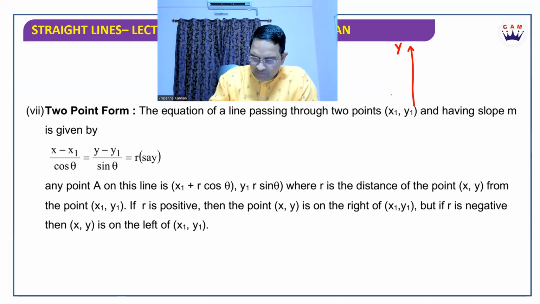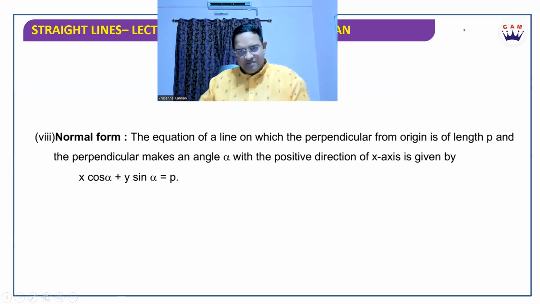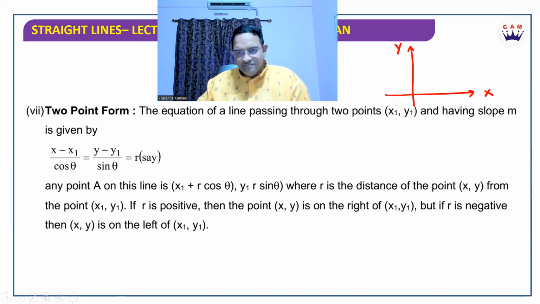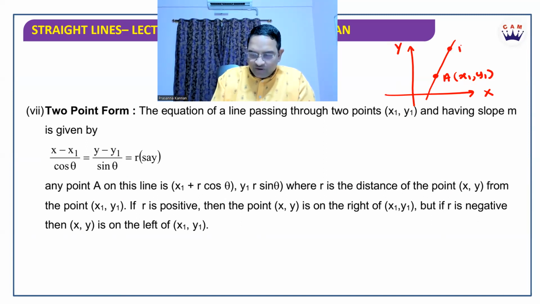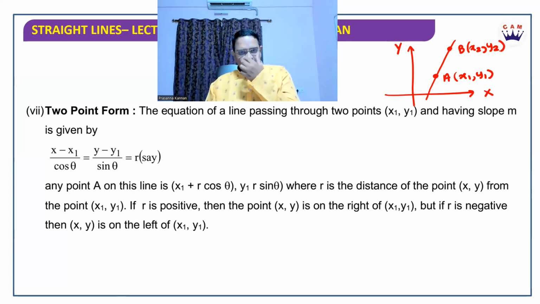This is my y-axis. This is my x-axis. I have a straight line. I know 2 points on it. Not just 1 point, I know 2 points. Let's say 1 point is x1 comma y1 and another point is x2 comma y2. Correct? Now how do we find the 2-point form? Let me tell you.